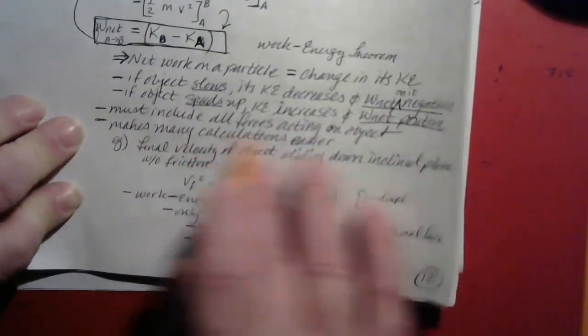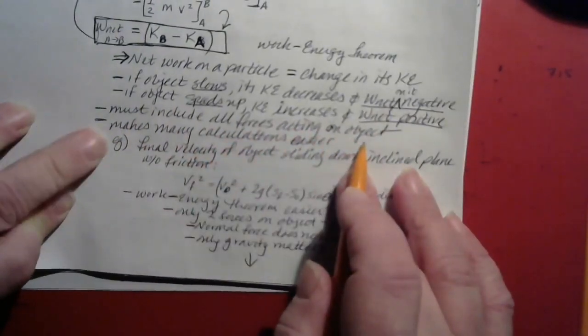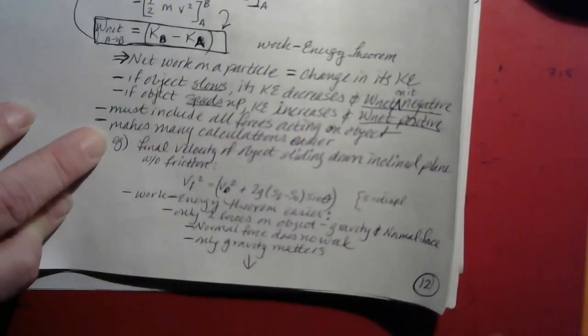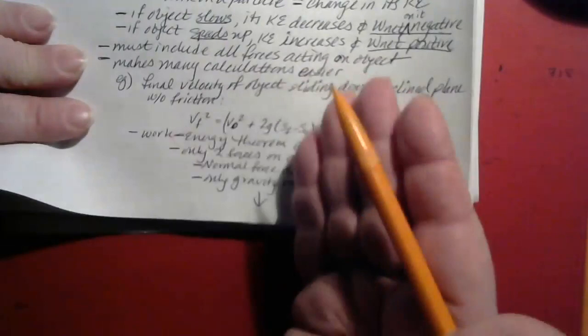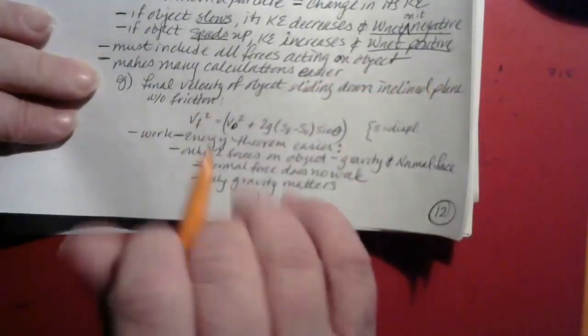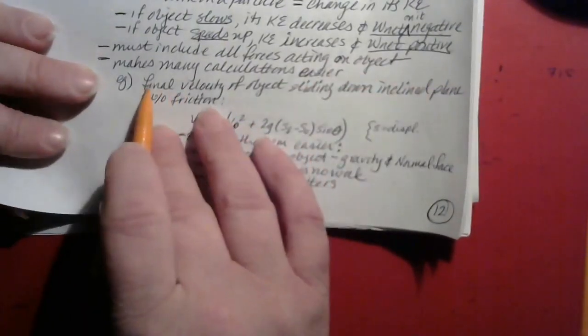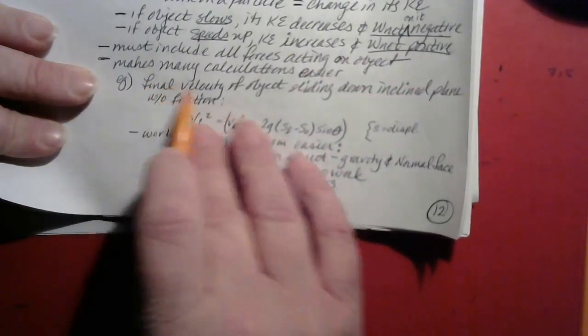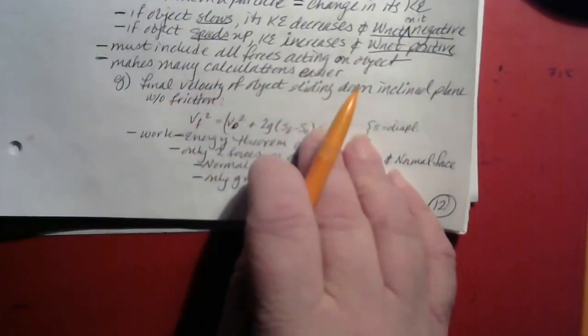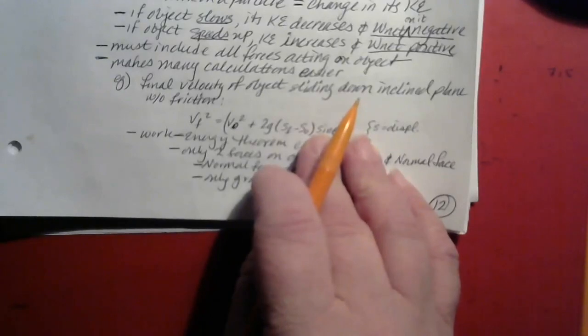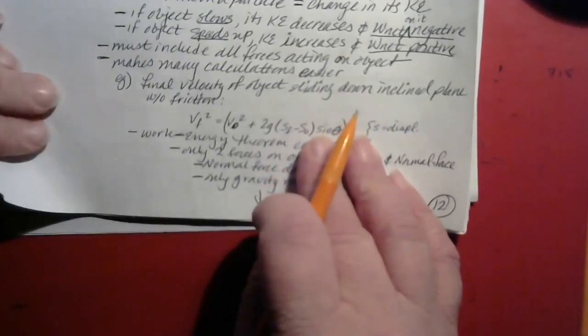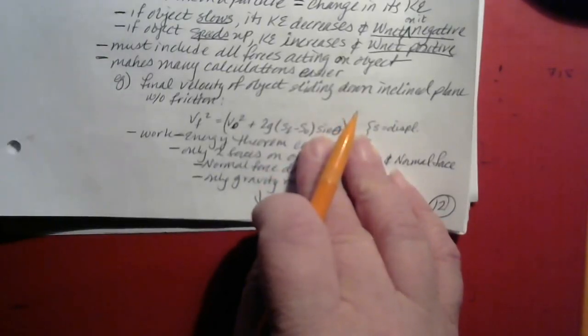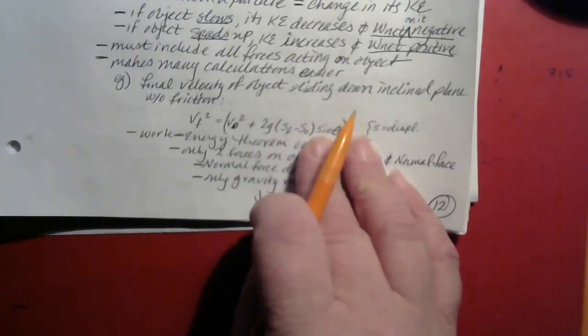Now you have to include all of the forces acting on the object. Turns out some of those forces may not be doing work, and so those forces, once they've been considered, could be dropped, but you do have to consider all of the forces on the object. And it makes a lot of types of calculations easier. Sometimes it can be used in situations where it doesn't really make the calculations any easier, but it doesn't make them any harder either.